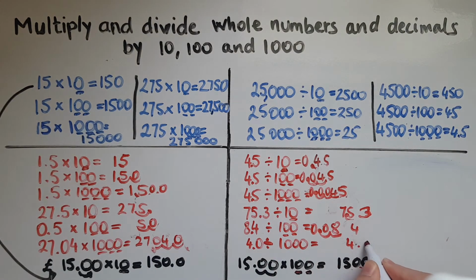4.0 divided by 1000. So we move 3 places to the left. We go 1, 2, 3, and this is where we stop. So we fill these with zeros and we have a 0 in front. So this becomes 0.0040.